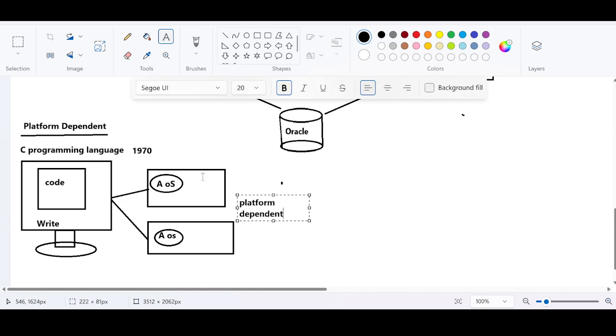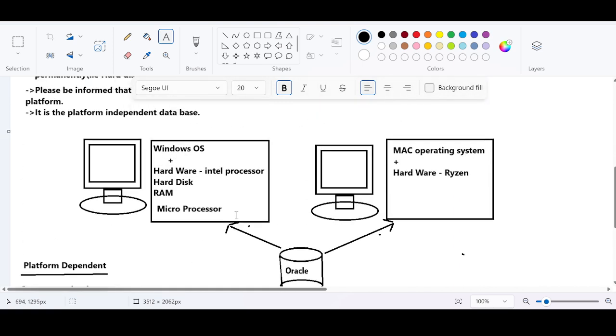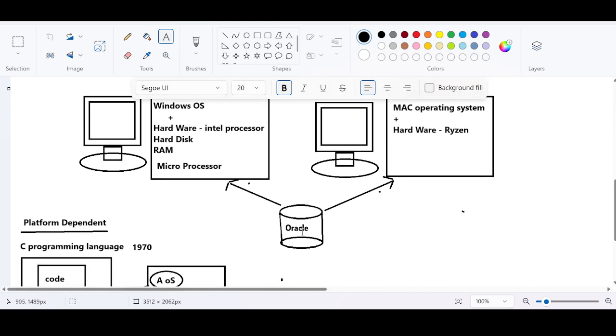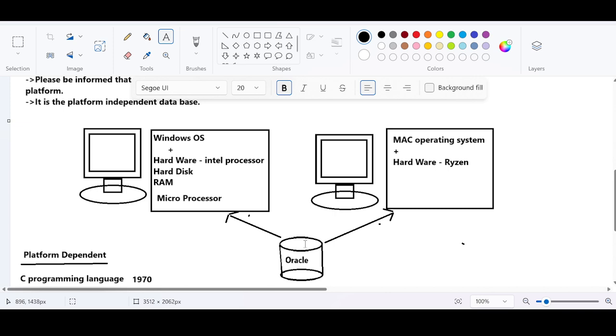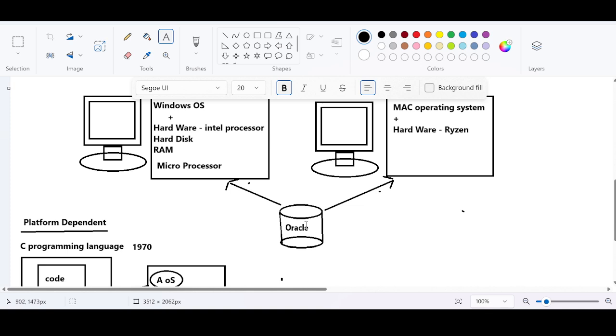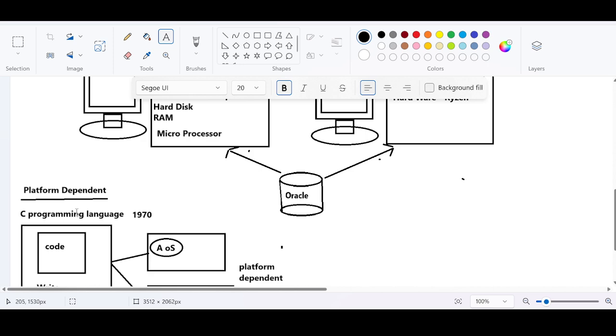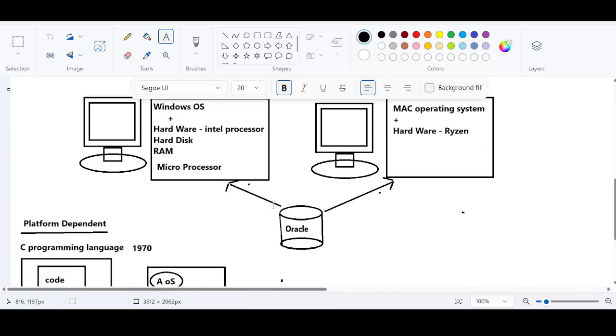Okay. Since you cannot really compare a programming language with a database, but the database was released by saying that it is platform independent. So that is one of the advantages of this Oracle database. Still, you cannot directly compare these two things because both are different entities. This is a language and this is a database.